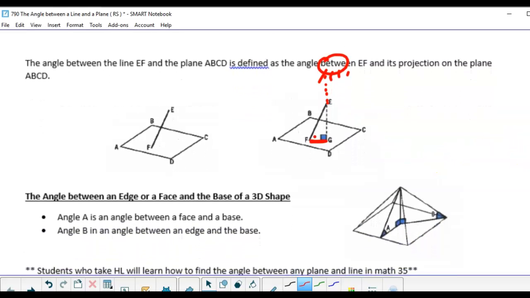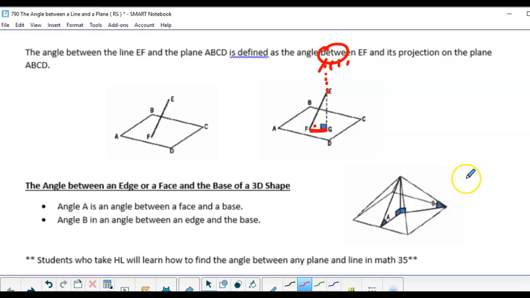So for our purposes in this class, we're going to think about what it would be if we had a pyramid. We've talked about pyramids in measurement, and so we're taking a small portion of a plane, and then of course we have lines that intersect, all of these edges. So the angle between an edge or a face and the base of a 3D shape. That's what we're going to do right now.